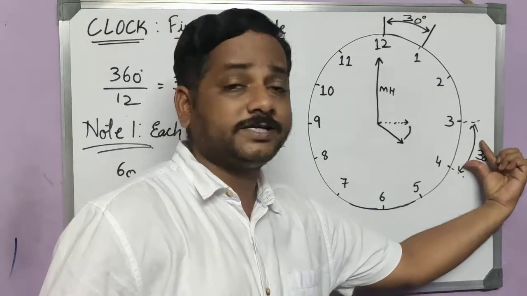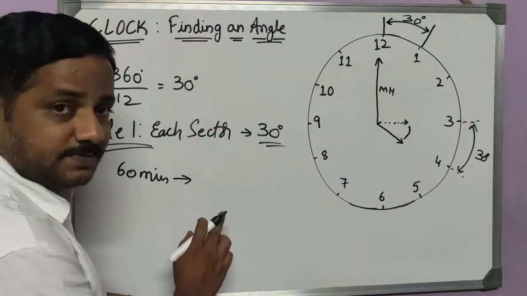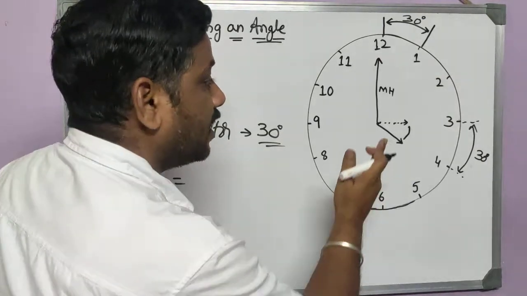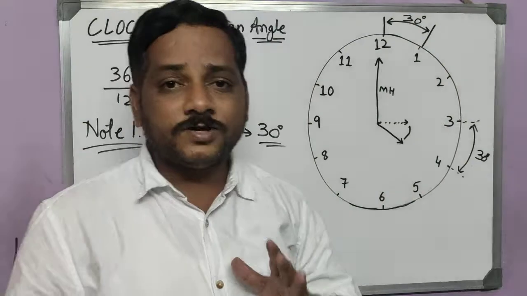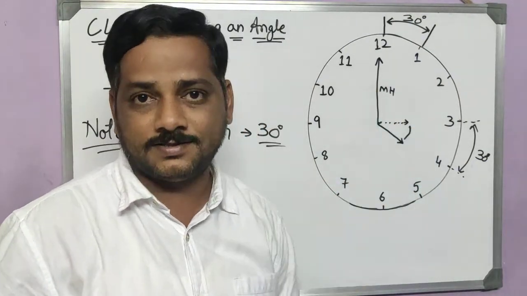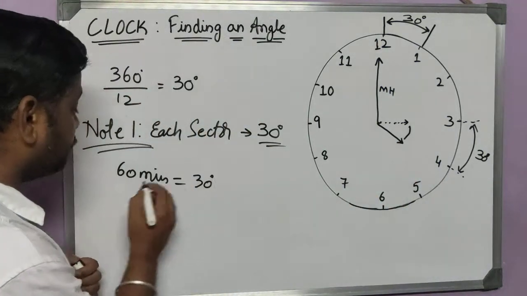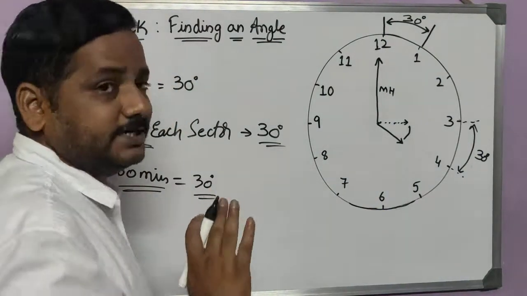So this angle is 30 degrees according to note 1. So we can say that if the minute hand is moving for 60 minutes, that is equal to an hour and 30 degrees. Okay, so what we are trying to do here is relate the movement of both the hands, the minute hand and the hour hand. If the minute hand moves for 60 minutes, then the hour hand will move for just 30 degrees.